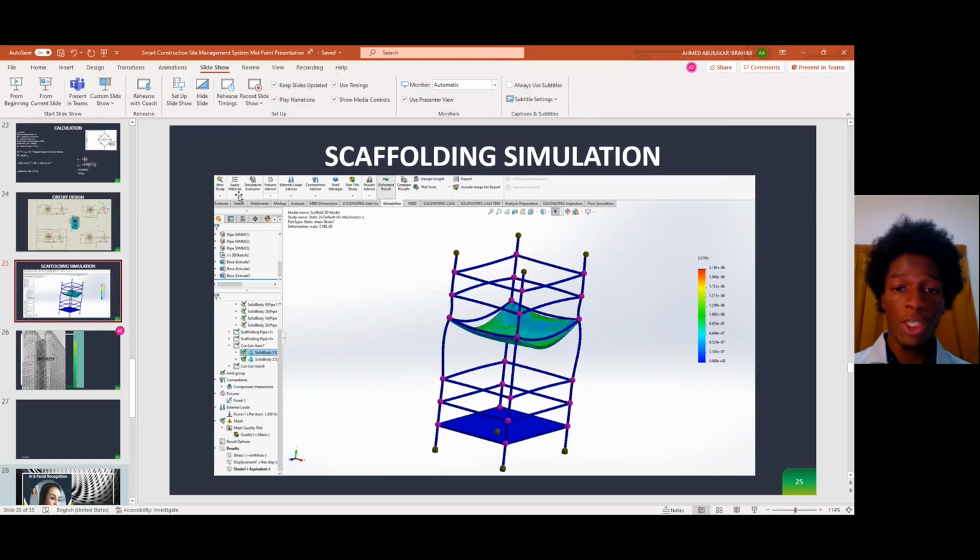This is the scaffold simulation where I've applied some force. Then we're going to obtain the strain measurements and update it onto our data set. Thank you.